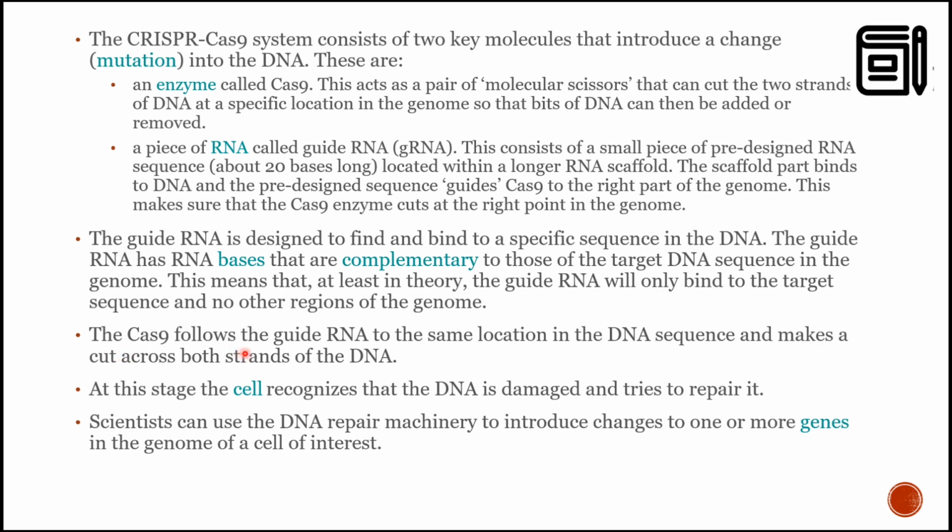The Cas9 follows the guide RNA to the same location because the Cas9 is led by the guide RNA. Where the guide RNA binds to the DNA sequence, the Cas9 also follows and makes a cut across both strands of the DNA. At this stage the cell recognizes the damage and tries to repair it. During the repair mechanism, scientists can introduce changes to one or more genes in the genome of the cell of interest. This is how gene editing is done.